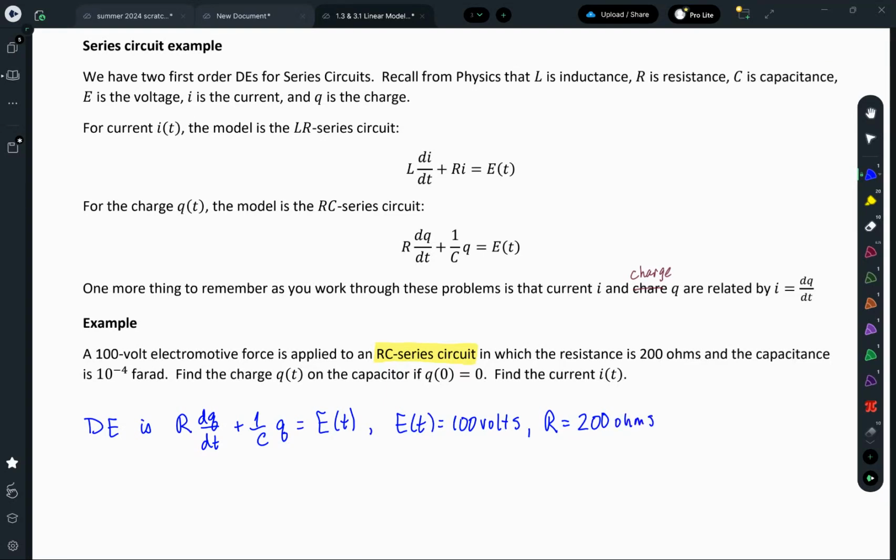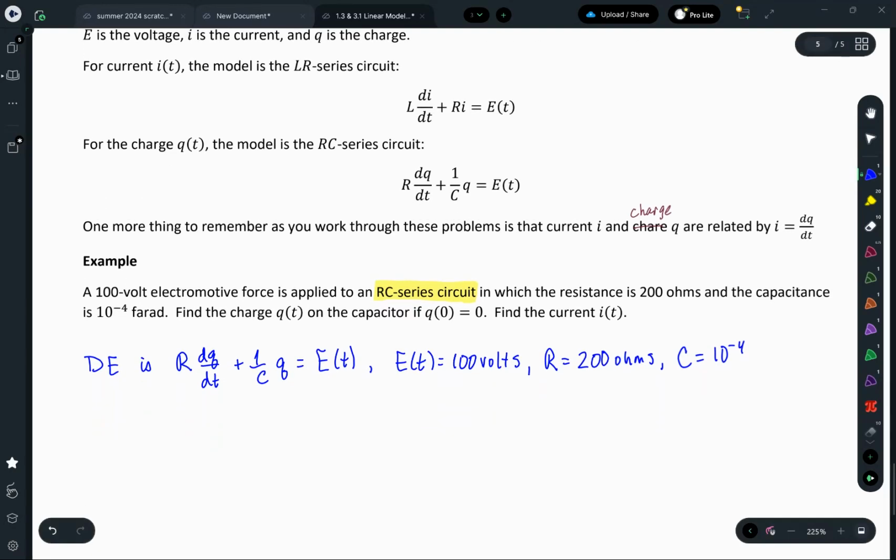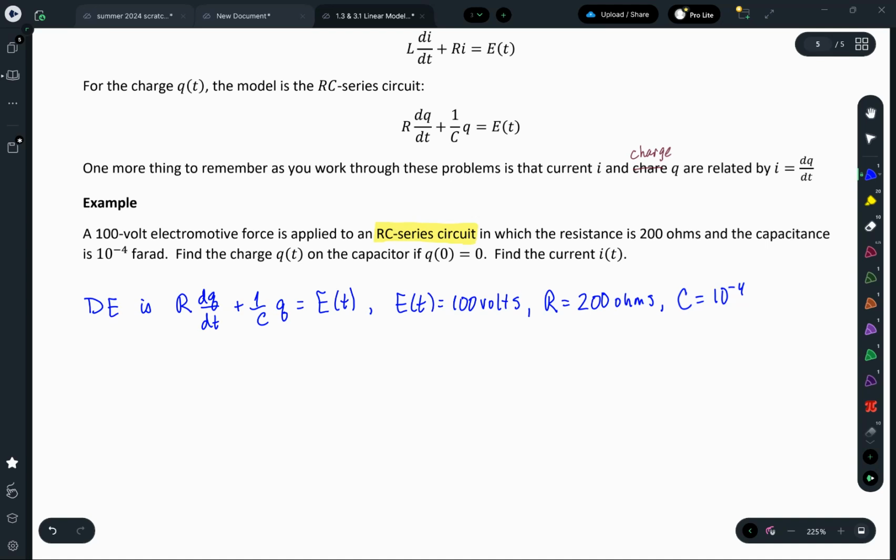And the capacitance is 10 to the minus 4 farads. So big C is equal to 10 to the minus 4. Then find the charge Q of t on the capacitor if the charge at time 0 is 0. And once we've done that, find the current I of t. Okay, let's see what we got. Plug everything in, substituting in the given info.